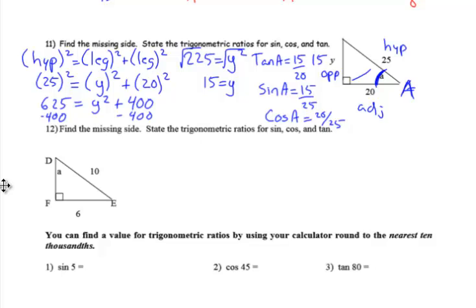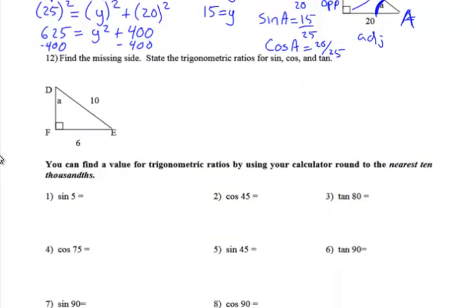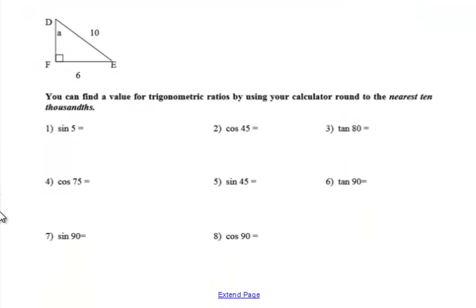So recognize that sometimes you have to use the Pythagorean theorem to find that missing side. Okay, now I want to look down. We'll skip number 12 here. I want to look down. How do we do this on our calculator? Now, I apologize. I don't have the ability right now to show you the calculator on the screen.